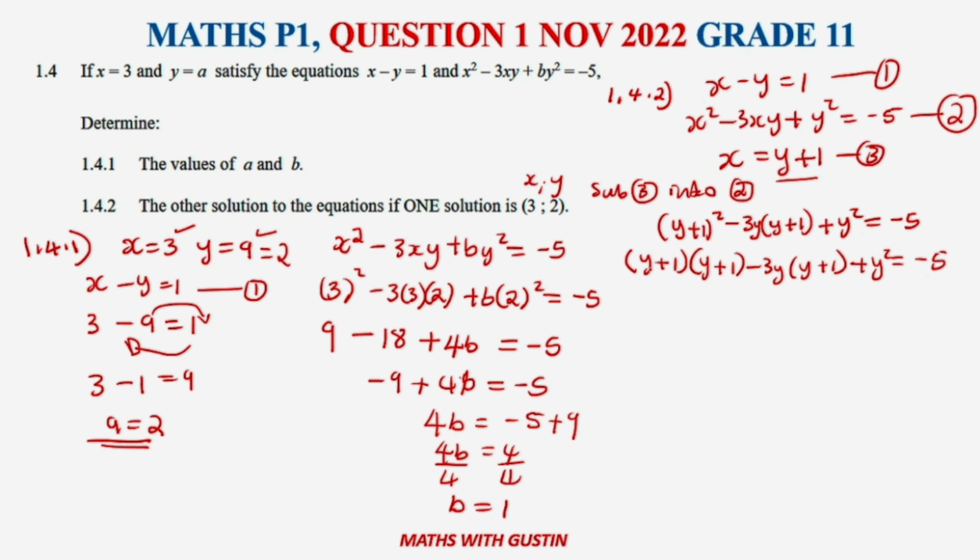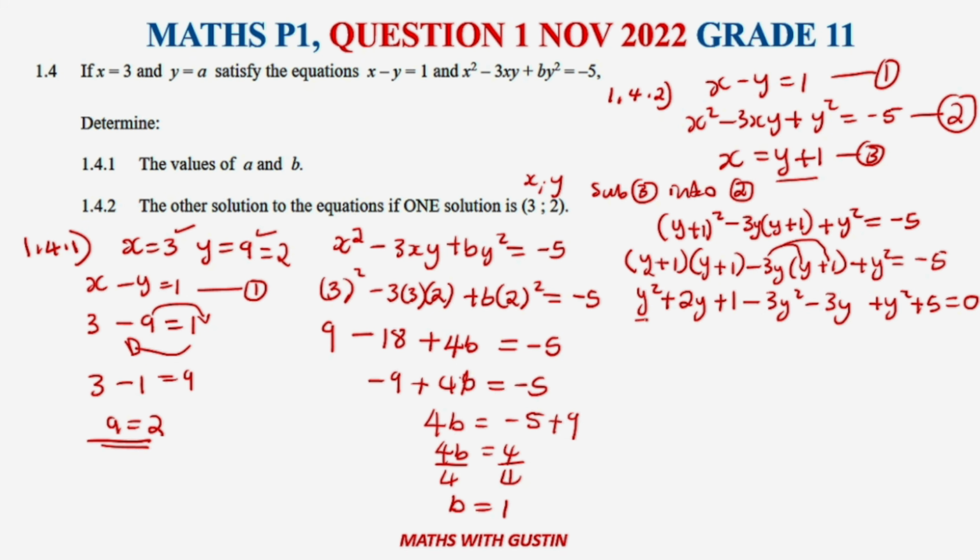Remove the bracket here: y times y is y squared, plus y times 1, then we're going to have 2y plus 1. I'm moving a little bit quick, guys. Please make sure that you follow. Remove the bracket, binomial. I'm assuming that you guys should know this by now. Minus 3y squared minus 3y. Therefore take minus 5 to the other side, make everything equal to 0.